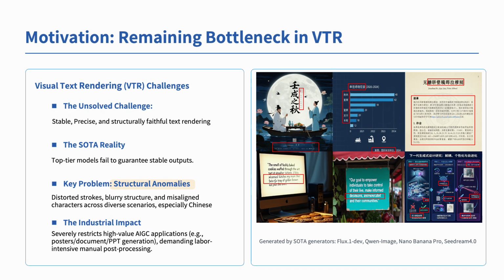But here is the real bottleneck. Look at today's best models: Flux, Qwen Image, Nano Banana Pro, and Seedream 4. Despite their power, they all output distorted strokes and misaligned characters, especially in Chinese. This completely blocks production use in graphic design.